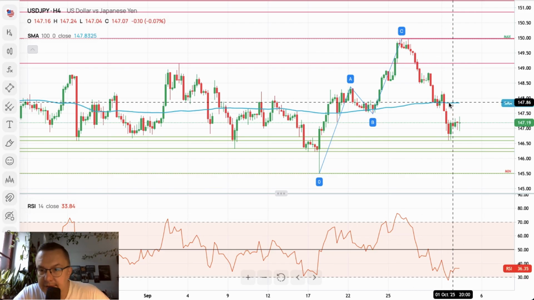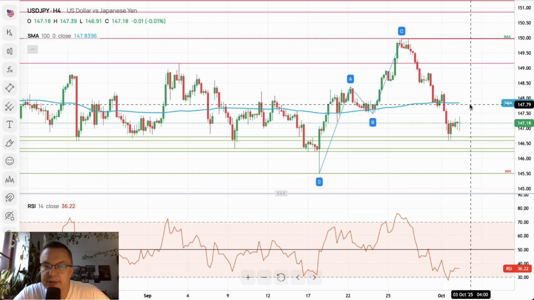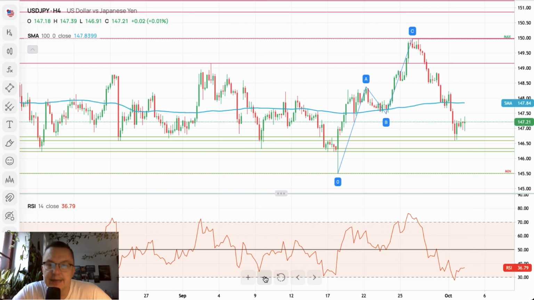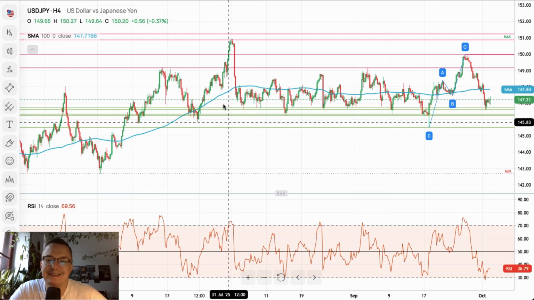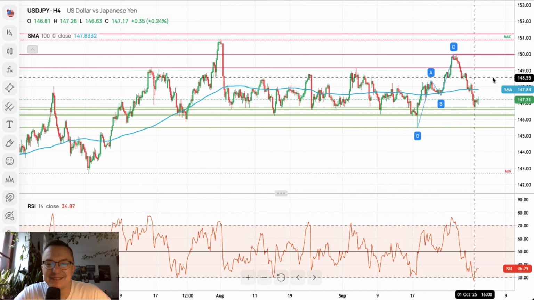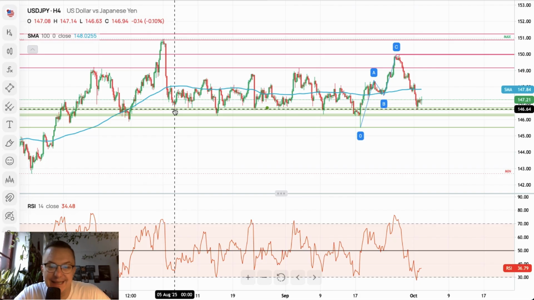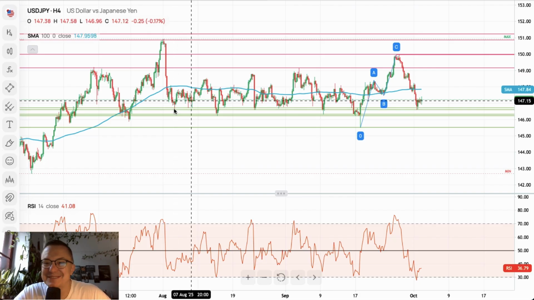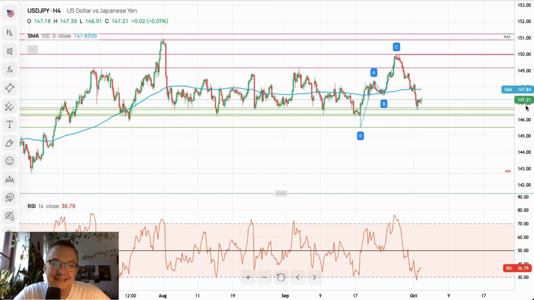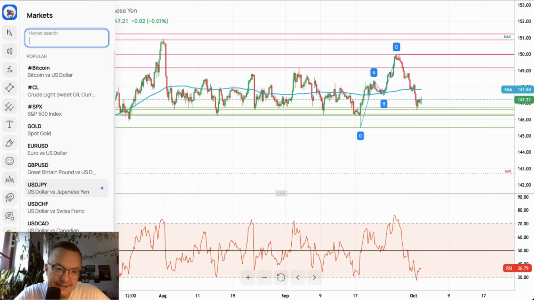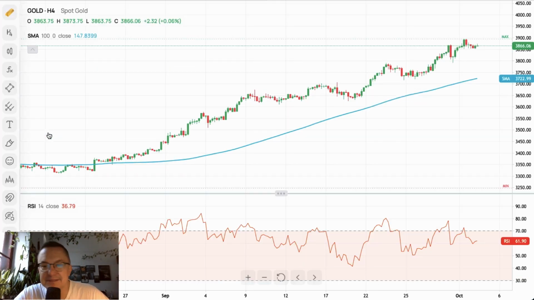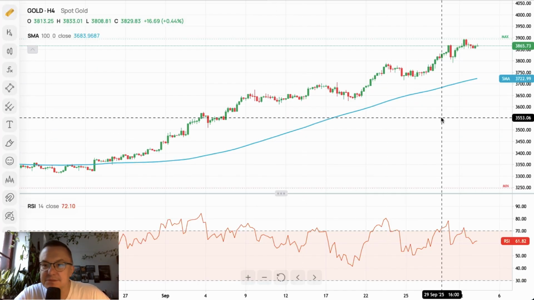Next target roughly around 147.84, which is the 100 periods moving average on a 4-hour time frame chart, and we are still inside good old trading zone, good old range. So not much happened here since the beginning of August. So it's been like 1 month now. So US dollar, Japanese yen still waiting for a big breakout. The last one didn't work.